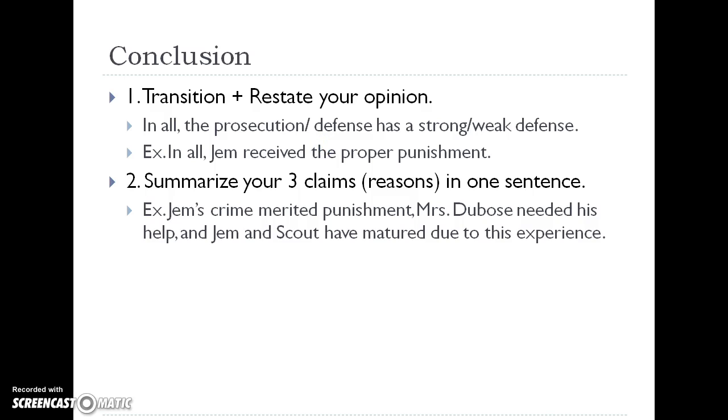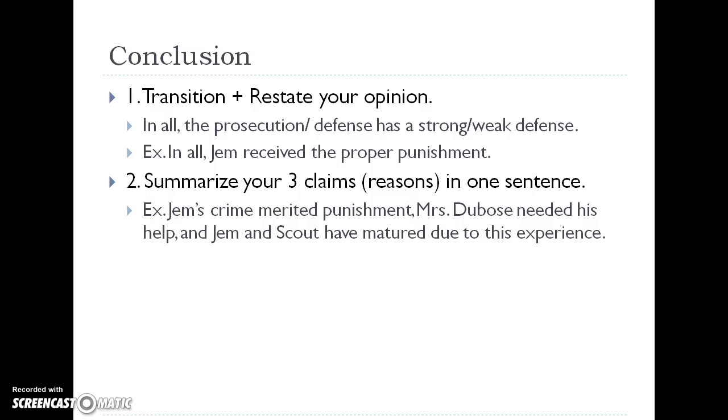Finally, for your conclusion, the good news is you don't have to really write much for your opinion statement. You just need a concluding transition like in all or finally, in conclusion, something like that. And so for me, I'm going to end up saying in all, Jem received the proper punishment. But it's probably going to be the exact same opinion statement that you gave back in the introductory paragraph. Then you're going to summarize your 3 claims or reasons that you guys used in your body paragraphs and make them all into one sentence.